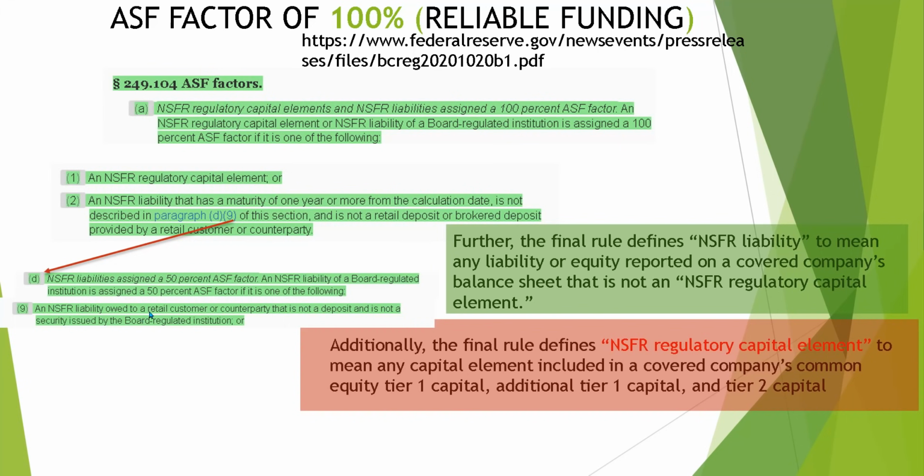So I'm assuming it's cash on hand. An NSFR liability that has a maturity of 1 year or more from the calculation date, because ASF is a measurement for 1 year of reliability, and is not described in paragraph D9, which just says that an ASF factor of 100% cannot be 100% if it's 50%, obviously, and it can also not be 100% if it is a liability owed to retail or a counterparty that is not a deposit and is not a security issued by the board institution. Now, NSFR liability is basically anything that's not a capital element.